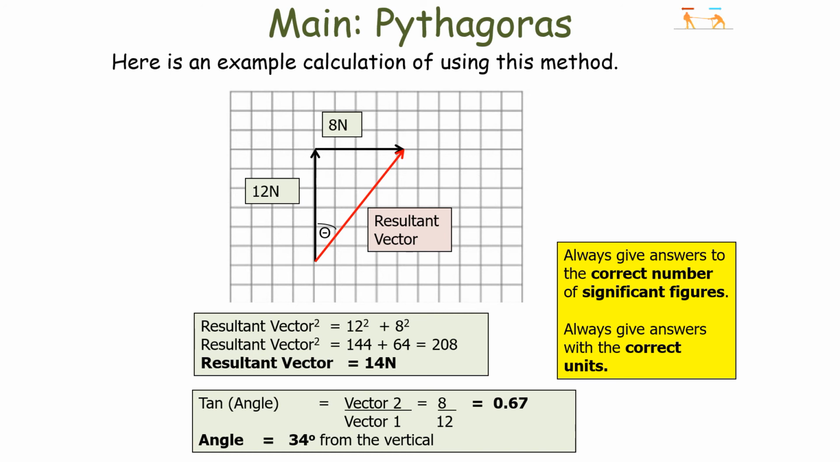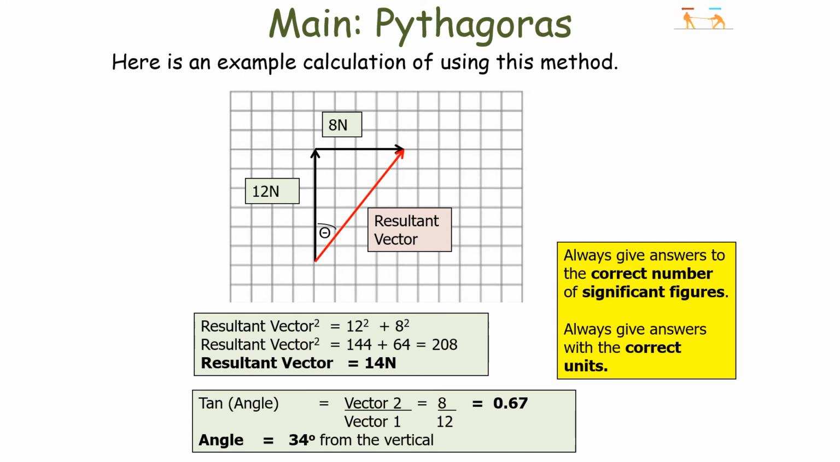So you would say that the resultant vector squared in this case is 12 squared plus 8 squared, so it's 144 plus 64, which is 208. We then square root it to find the resultant vector, which is 14 newtons, which you'll notice is a lot smaller than if you just added the two numbers, because you've got to consider the direction of the arrows as well as their actual lengths.